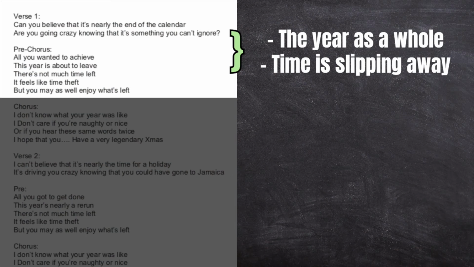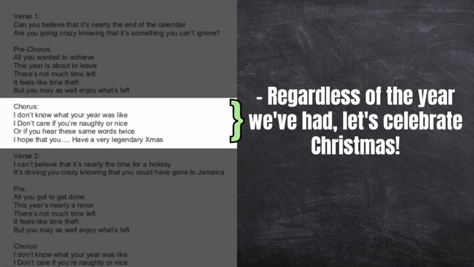For instance, in the verses and the pre-choruses, I'm talking about the year as a whole, how the time is sort of slipping away. But then in the chorus, it's basically just like, whatever sort of year we've had, why don't we just enjoy Christmas? When I was really clear about what each section was in a category, it was so much easier churning out the lyrics.